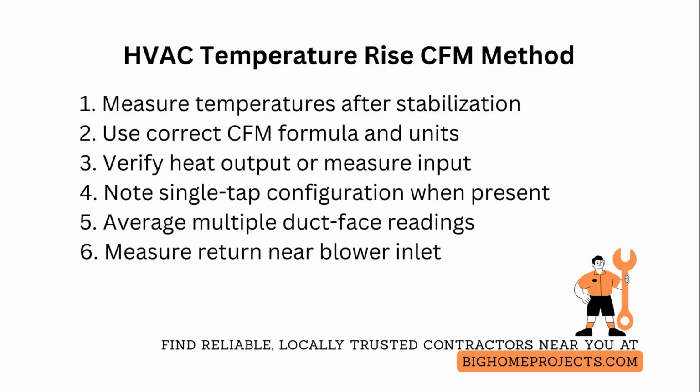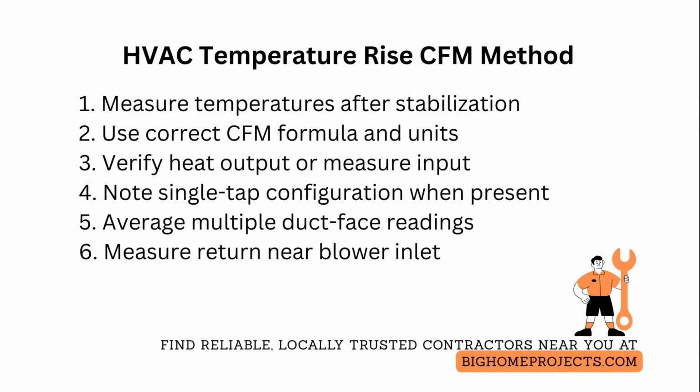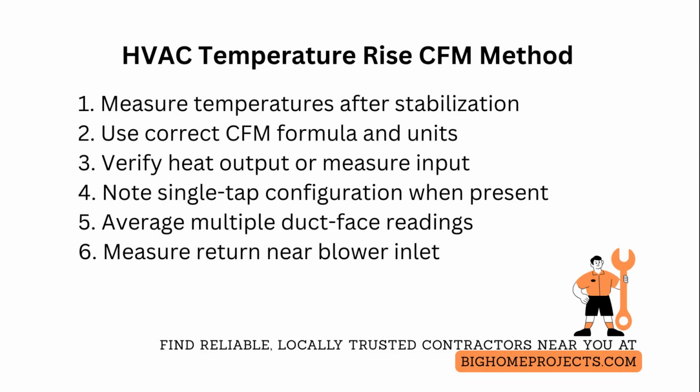Average multiple readings across the duct face using a straight edge grid, or at least 5 evenly spaced points for round ducts and 9 for rectangular ducts to reduce sampling error. Always subtract the static pressure offset if you use an anemometer that requires it.